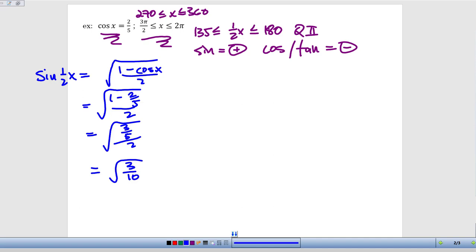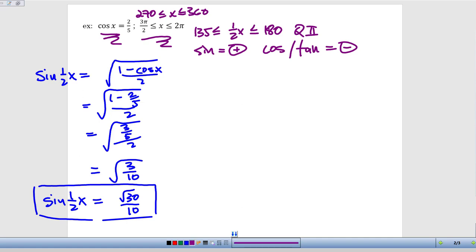The last thing we have to do is rationalize our expression. So multiply the top and bottom by root 10, and we get root 30 over 10. And that is the sine of our half angle.